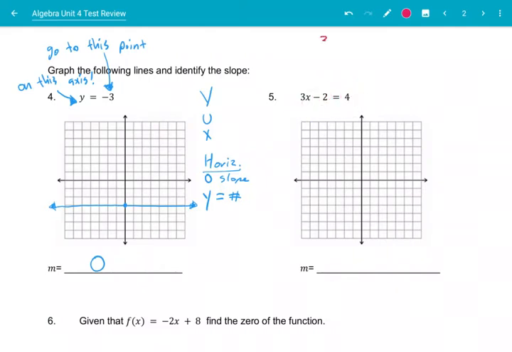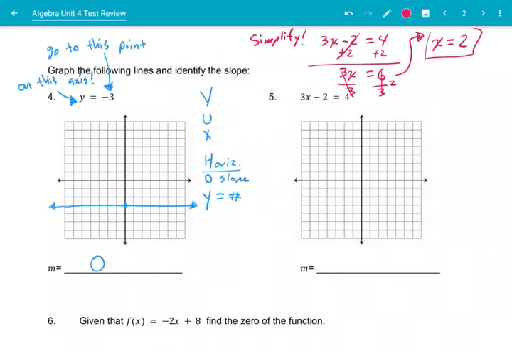I'm going to move up here so we have some room. I'm going to add 2 to both sides. So that gives me 3x equals 6. Then I'm going to divide by 3. So that's going to give me x equals, this goes to 2. X equals 2. So I simplified. Let's just write this. Simplify.